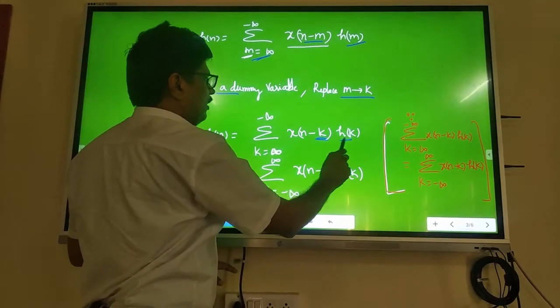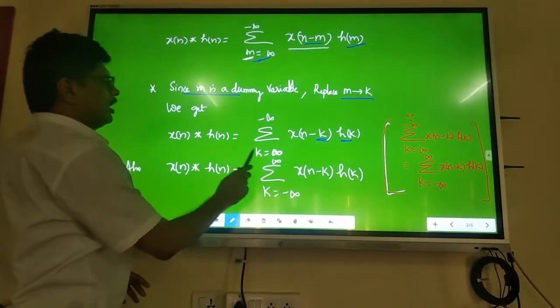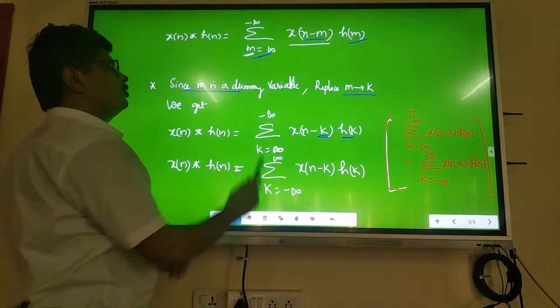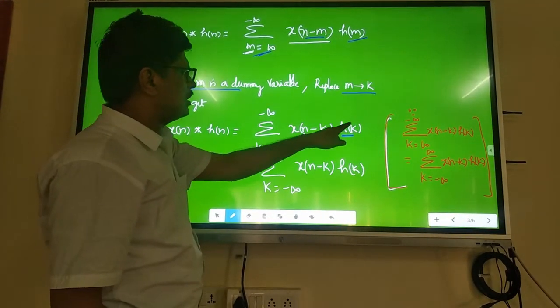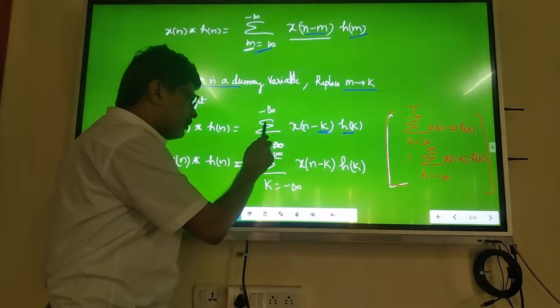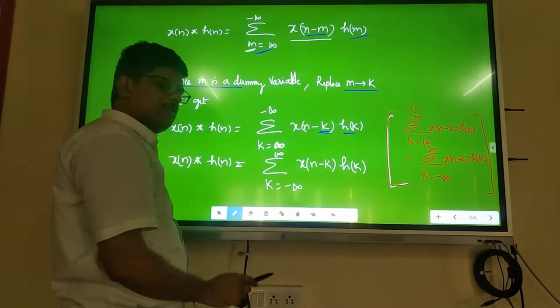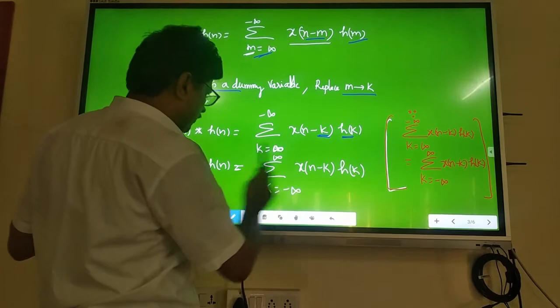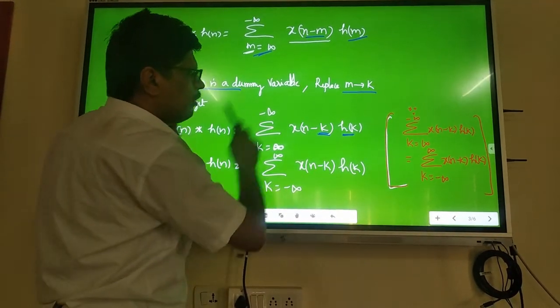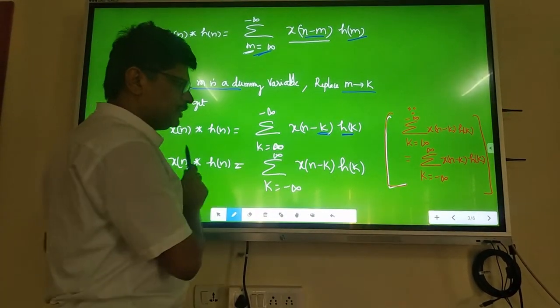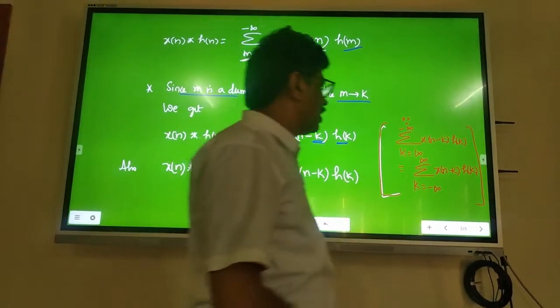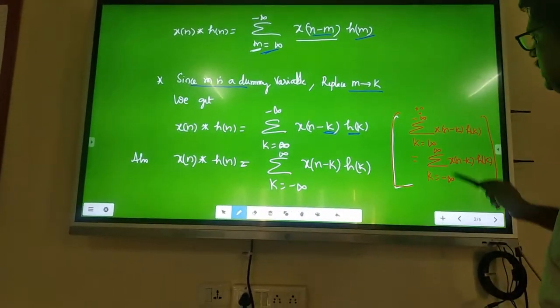H of m is h of k. Now you will get the summation k equal to minus infinity to plus infinity of x of n minus k, h of k. Now the summation from plus infinity to minus infinity is the same as from minus infinity to plus infinity in the case of discrete signals.